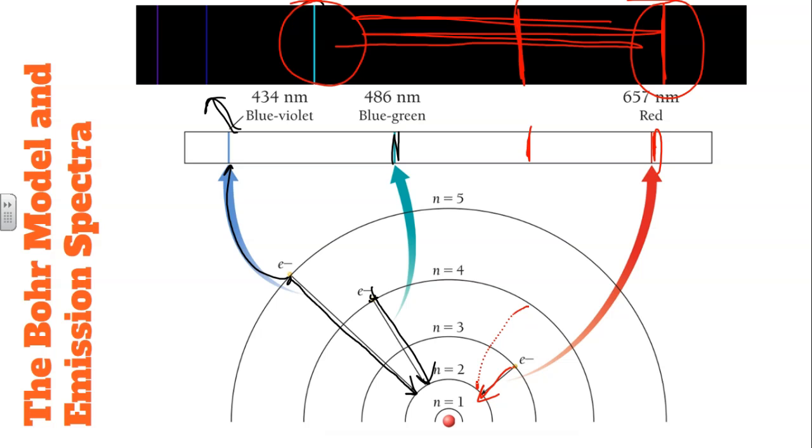So this is how the Bohr model is used to determine emission spectra. There's a lot more to it, but this gives you a general overview, and it has to do with the energy levels of an atom and how the electron moves.